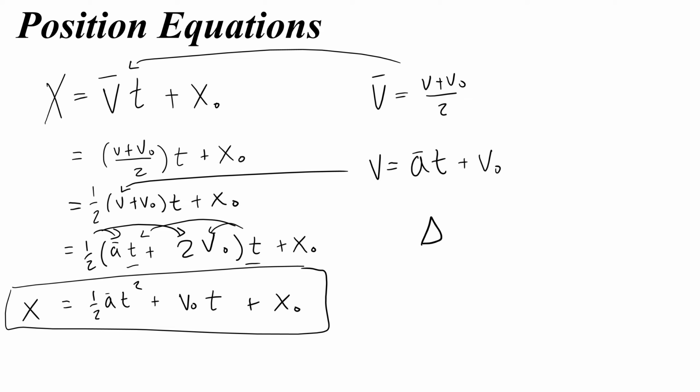Again, if I want, I can take advantage of the fact that displacement is x minus x naught. If I just subtract x naught from both sides, then I can write delta x equals 1/2 a t squared plus v naught t, which is another way of writing this same equation. Sometimes it'll help us to use that, sometimes it won't. It depends on the problem, but we'll see how that works out. Let's do an example.